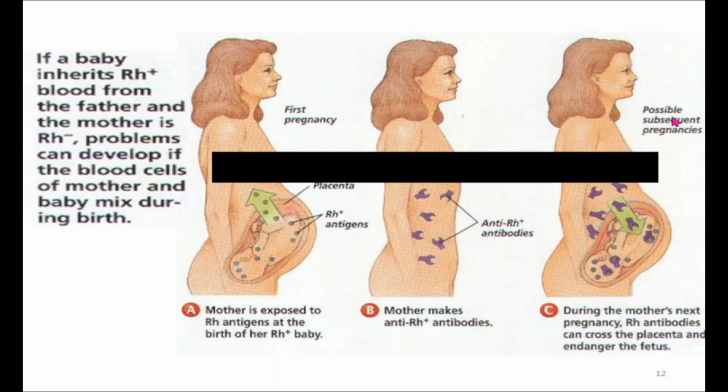Then possible subsequent pregnancies. Then antibody from the mother will cross the baby and then attacks the fetus. During the mother's next pregnancy, Rh antibodies can cross the placenta and endanger the fetus.